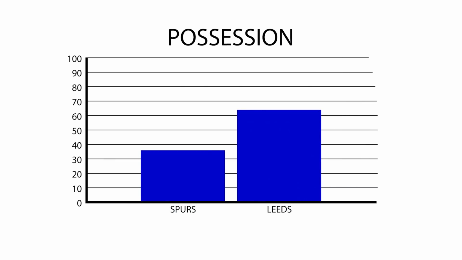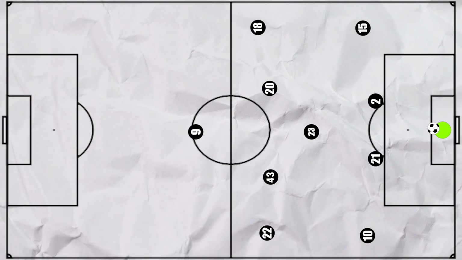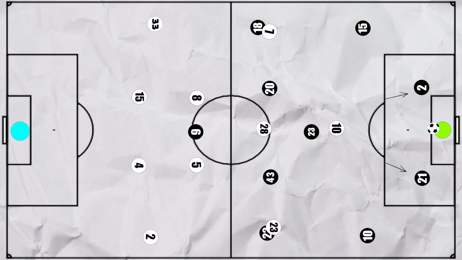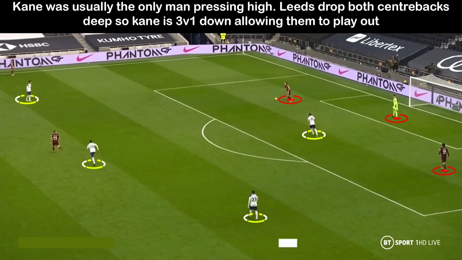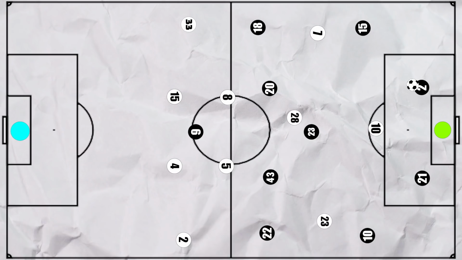They had far more of the ball, ending with 64% compared to Spurs' 36%. Leeds were usually able to get out of the first phase relatively unchallenged, dropping both centre-backs into the box, and usually Spurs would only commit Kane outside the box ready to press. So being 3 versus 1 up, Leeds could look to play out. There were a few occasions, however, where Spurs did push slightly higher on the goal kick, and if Leeds played a sloppy pass, they could pounce, winning the ball back and pushing forwards.